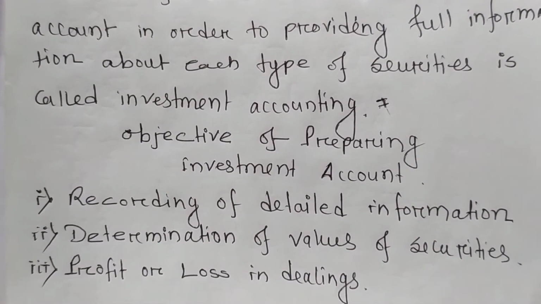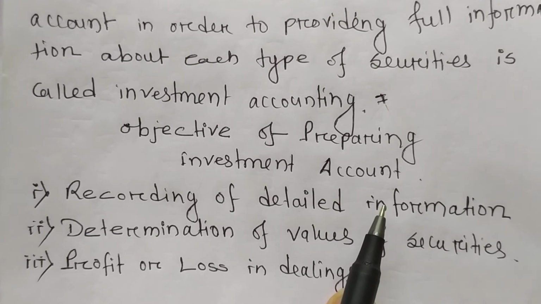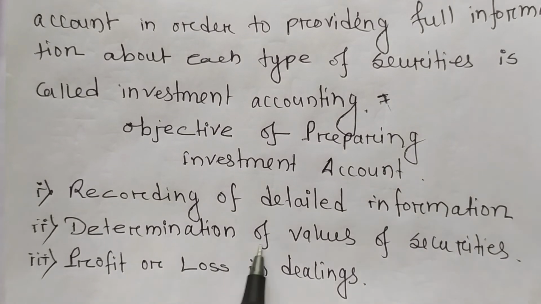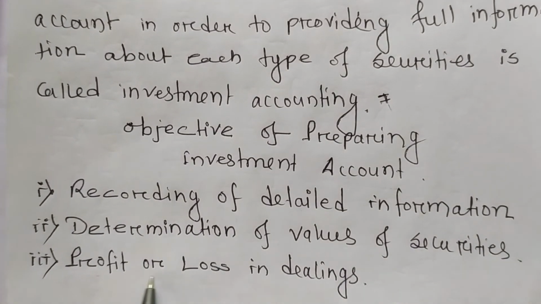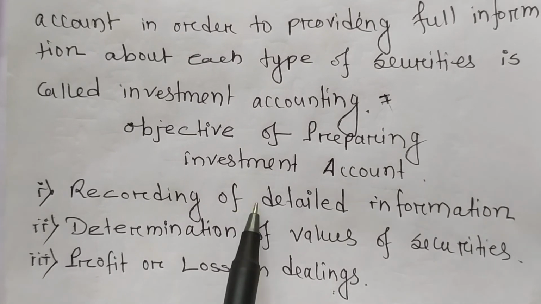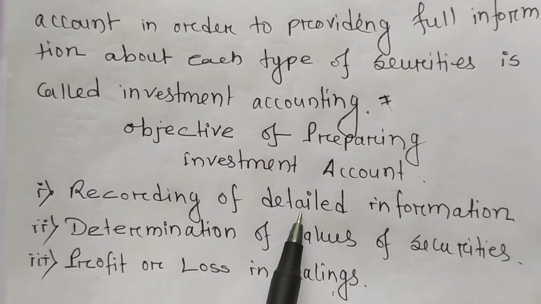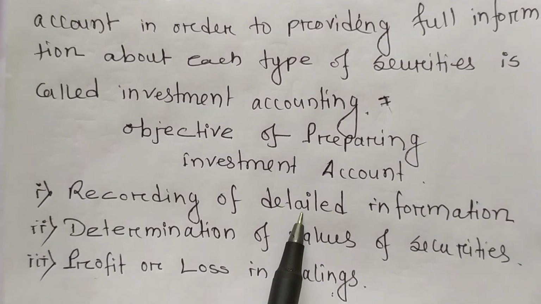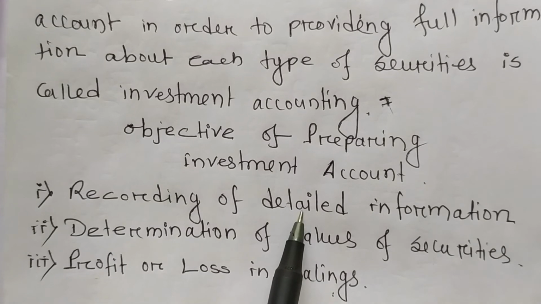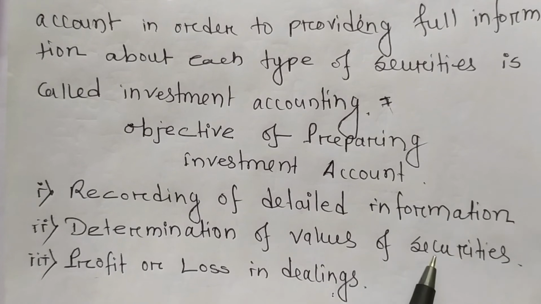Next, the objective of preparing investment account. Here I have described, basically there are three objectives of preparing investment account. The first one, recording of detailed information, then determination of values of securities, then profit or loss in dealings. The main objective of preparing investment account is detailed records of a particular investment. To record all the transactions relating to a particular security, we prepare the investment account.